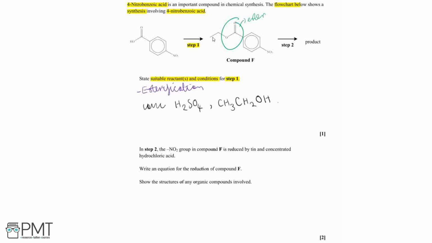CH3CH2OH overall. And in order to get the mark for this question, you need to list both the sulfuric acid and the ethanol in order to get that 1 mark overall. So you need both of these for the mark for this part.